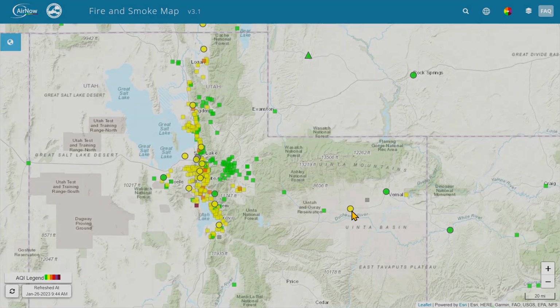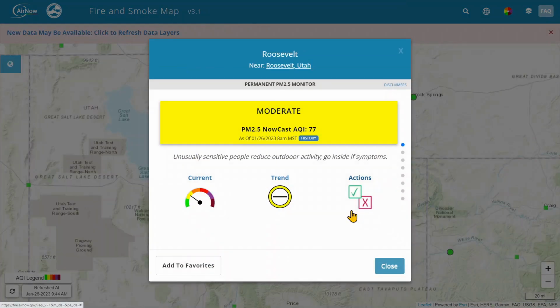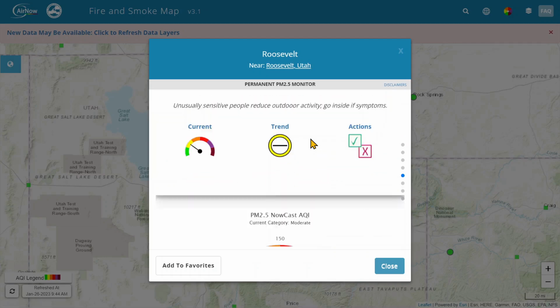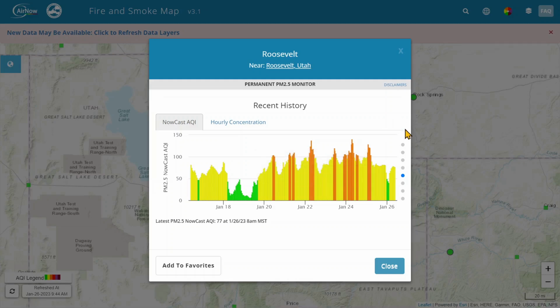When we click on a specific monitoring site, it tells us right here, hey, this is coming in as nowcast AQI of 77. You can scroll down through many screens, but the one I use probably most commonly is the history.